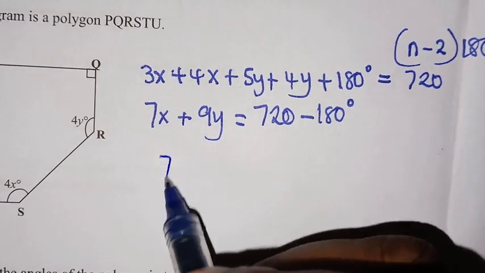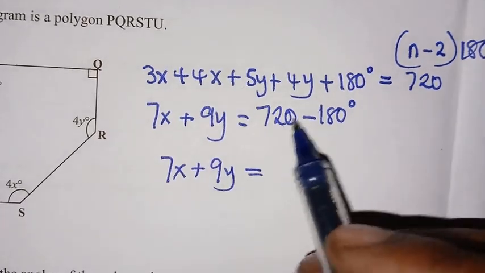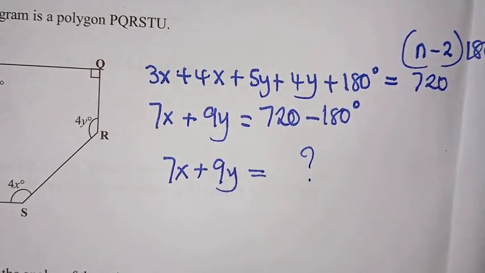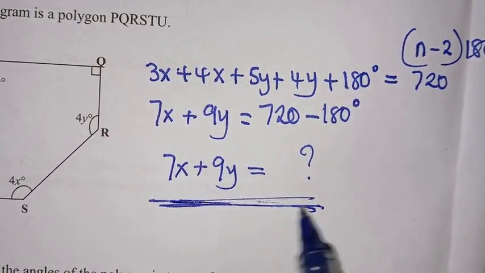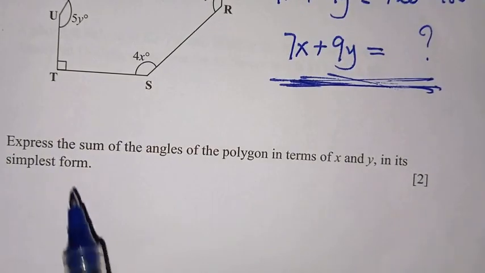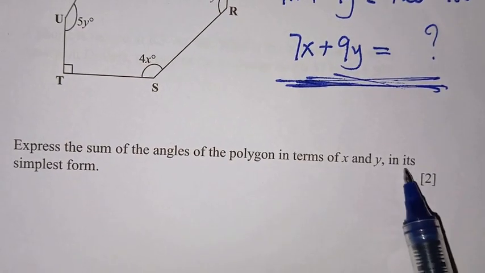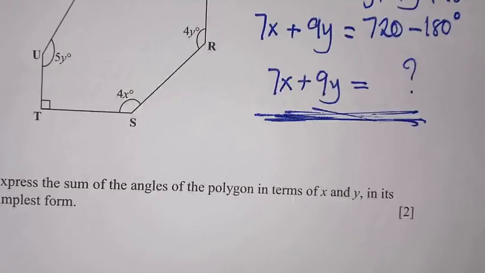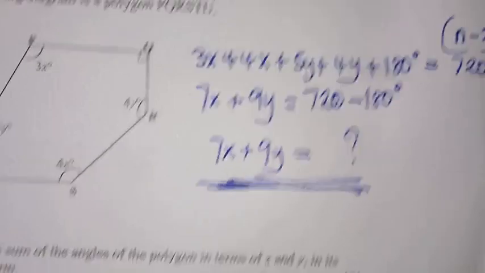So this is 7x plus 9y is equals to, what do you get here? Whatever you are going to be getting here, you put it. That will be the final answer, because all they are saying here is that you are expressing the sum of the angles of the polygon in its simplest form. That is why we had to simplify it like this.